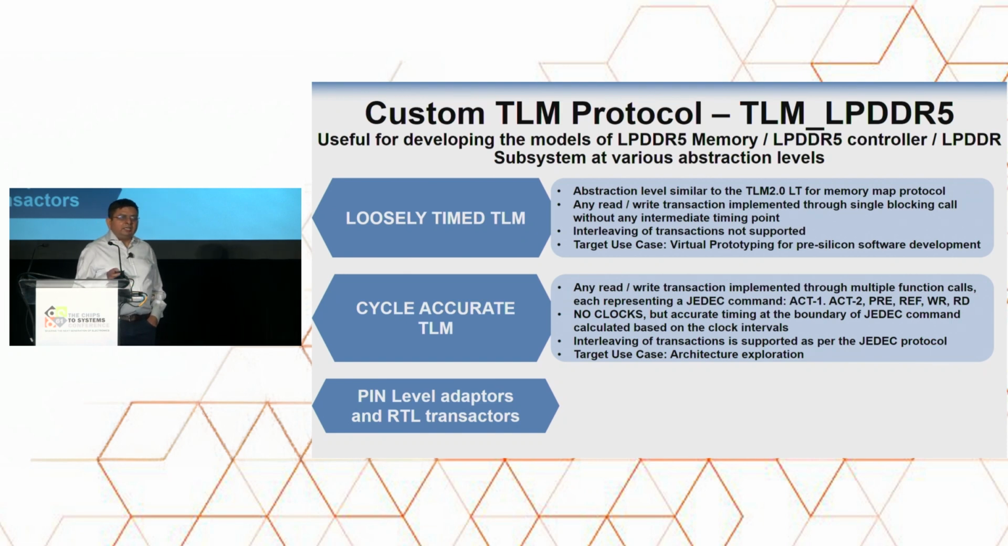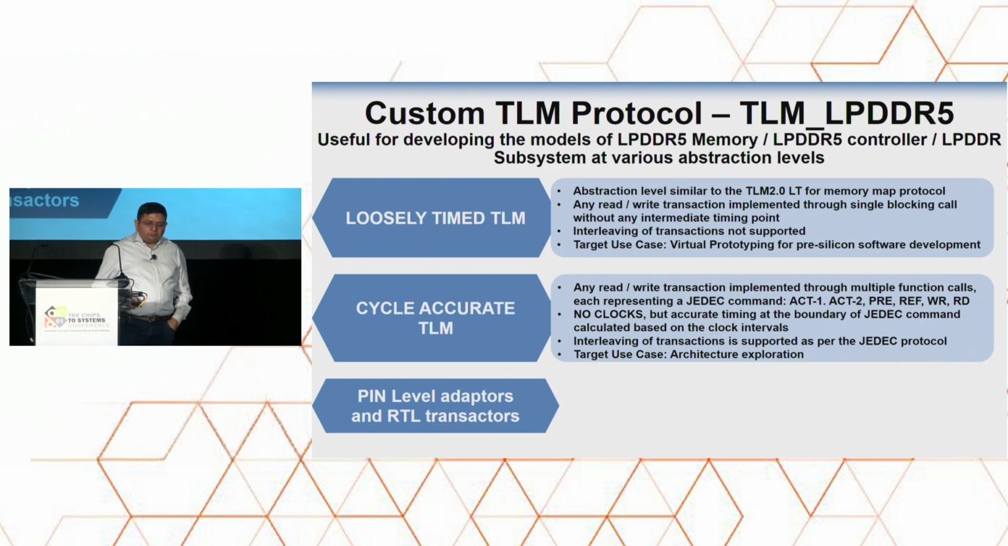It can go up to, let's say, a cycle accurate transaction level model. It's not pin level. It is transaction level. But any read and write transactions will have to be implemented now through multiple function calls. It cannot be a single blocking function call. So each function call will represent maybe one LPDDR5 command. Let's say activate 1, activate 2, pre-charge, refresh, write and read, etc. So the entire read transaction will be divided into multiple phases as per the LPDDR5 protocol, and for each command there will be a function call.